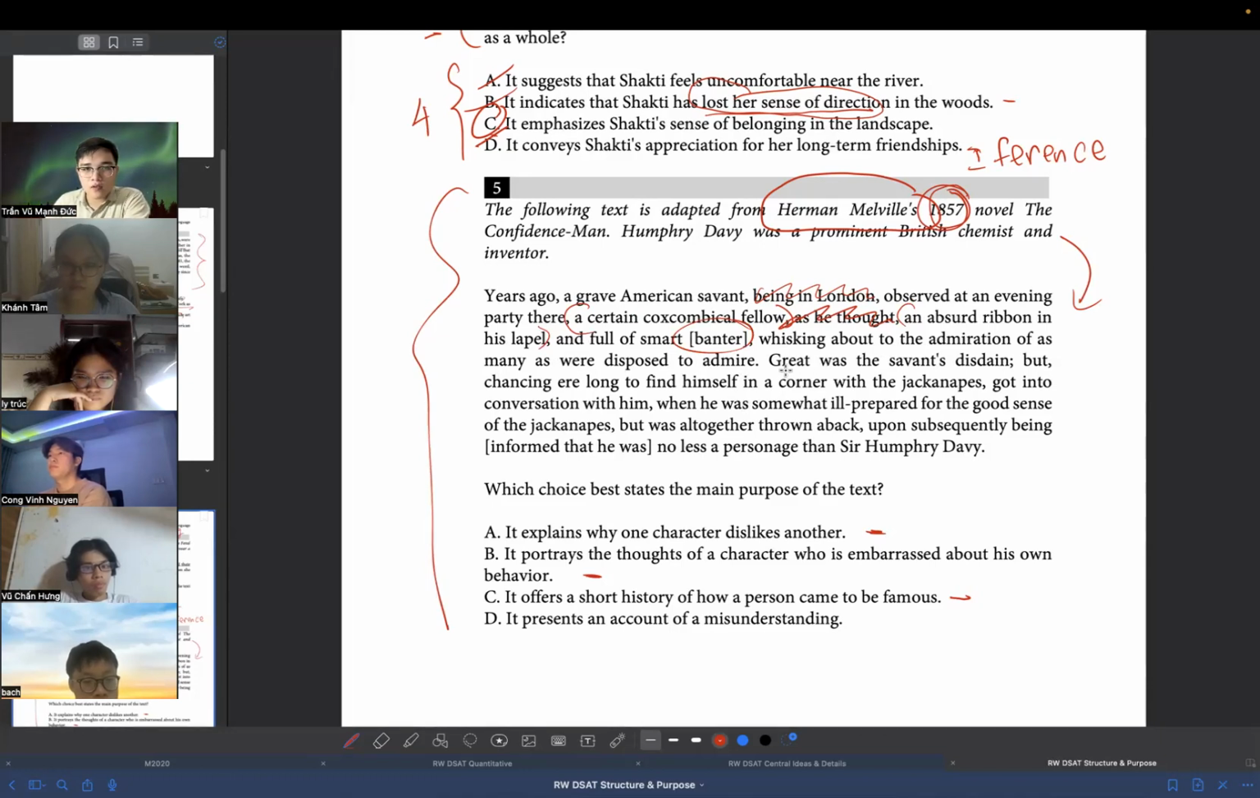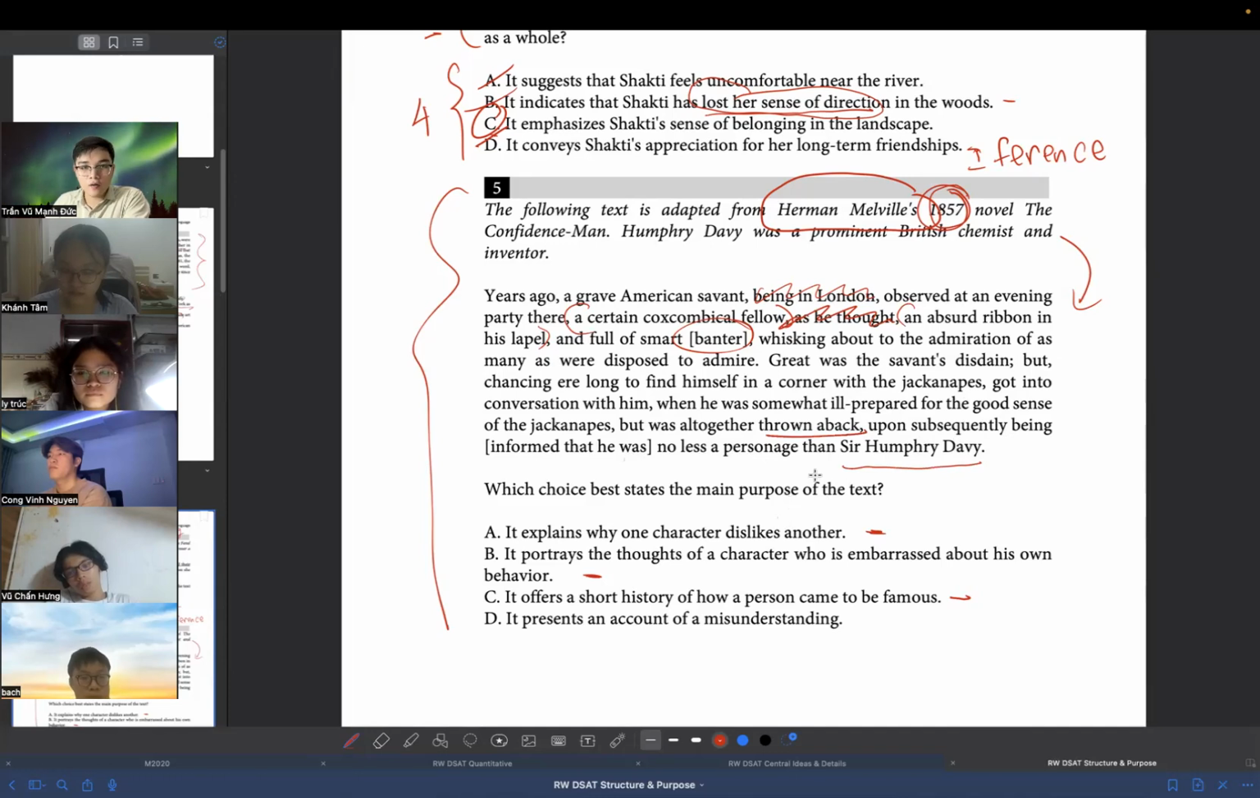All right. Next one. "Great was the savant this day, but chancing ere long to find himself in a corner with the jackanapes, got into conversation with him. He was somewhat ill prepared for the good sense of the jackanapes, but was altogether thrown aback, upon subsequently being informed that he was no less a personage than Sir Humphrey Davy."